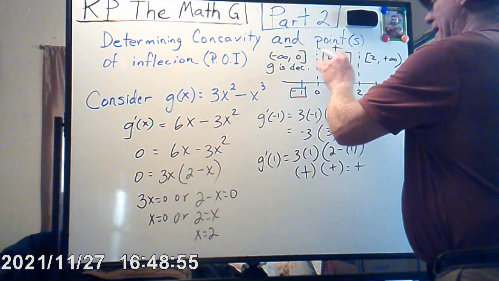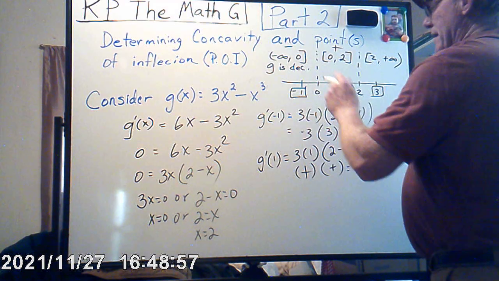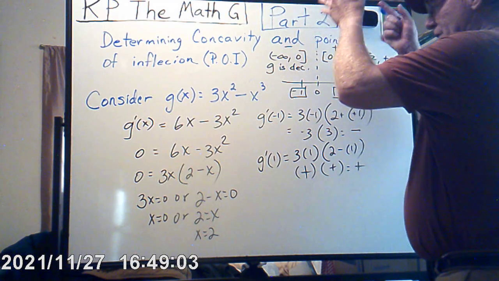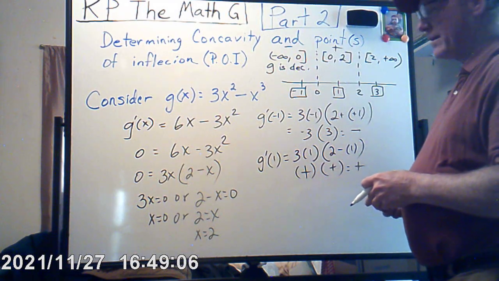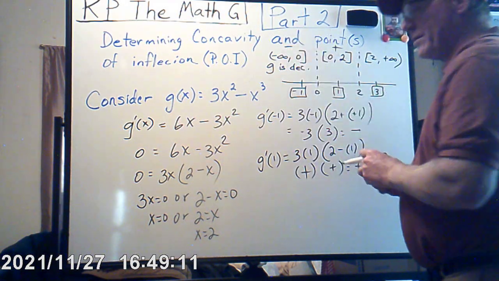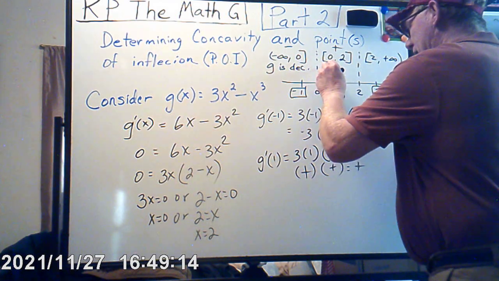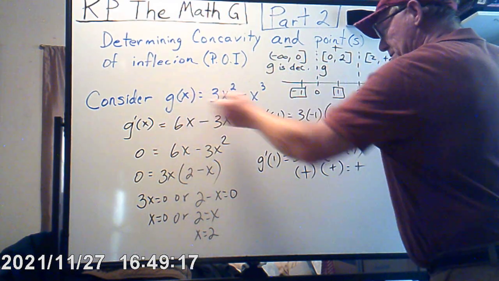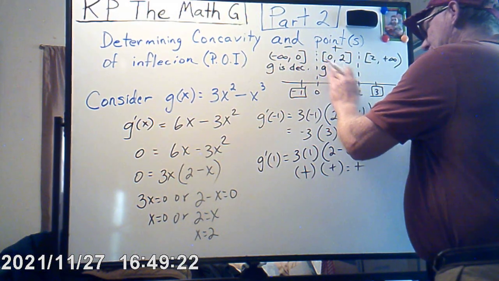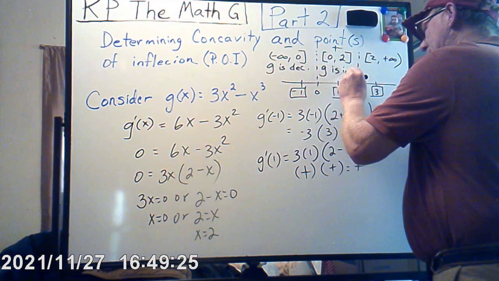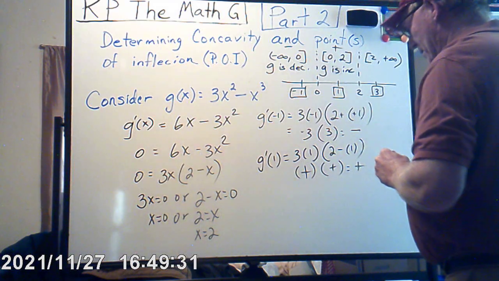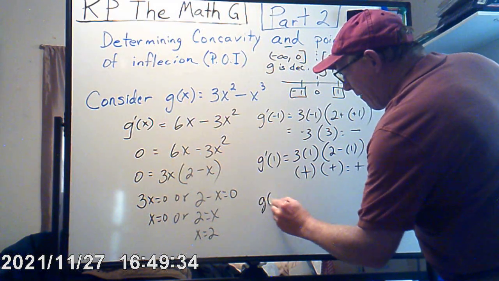You can't just leave it like this. You have to say what g is doing, not g prime. G prime determines what g is doing. Just like g double prime determines what g is doing as well. Alright, so g, this function right here, is increasing on this interval between 0 and 2. Okay, then finally, g prime at 3.